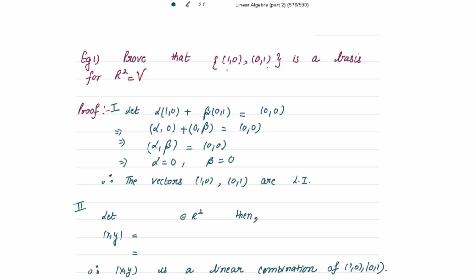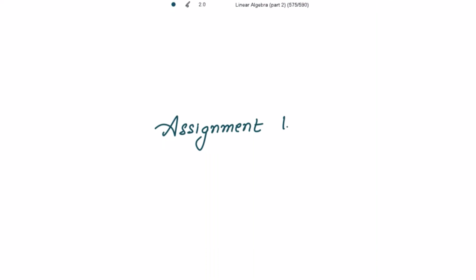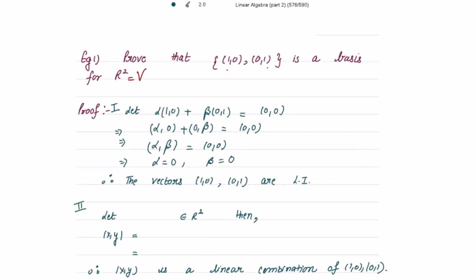Now the second condition, that these are the generators of R2. For that, let me take one element from R2. Likewise, we have taken the element from this vector space V. So every time we need to take an element from the given vector space. Now here our vector space is R2, so I have to choose one element from R2, and let's say that element is (x, y), because it is a two-dimensional space, so I must have an element like this, (x, y).